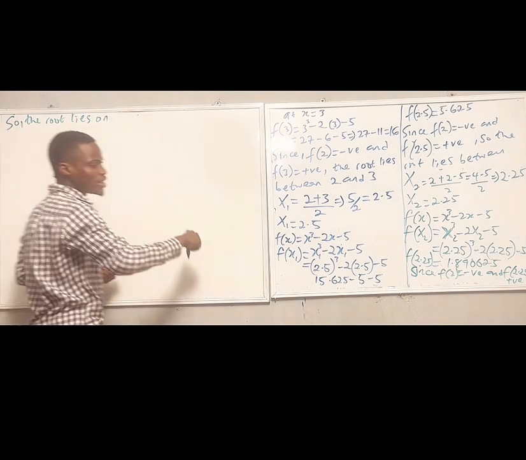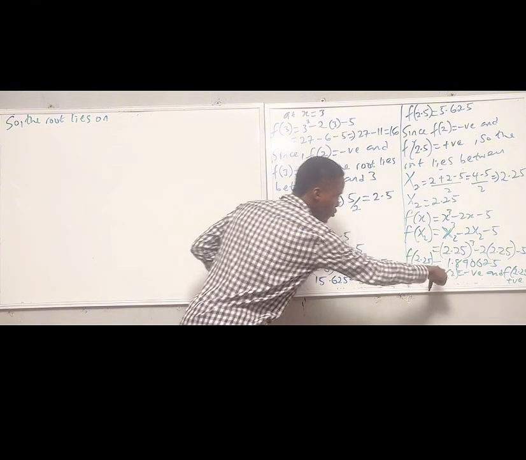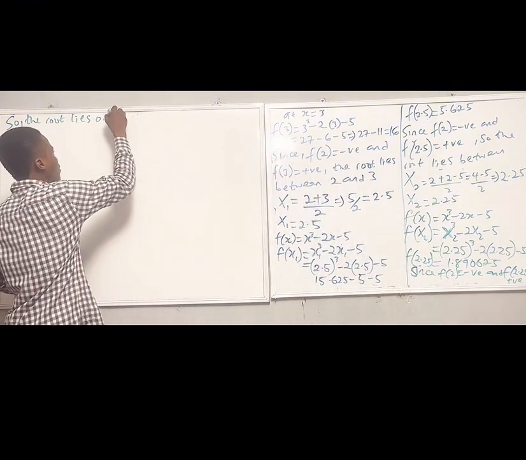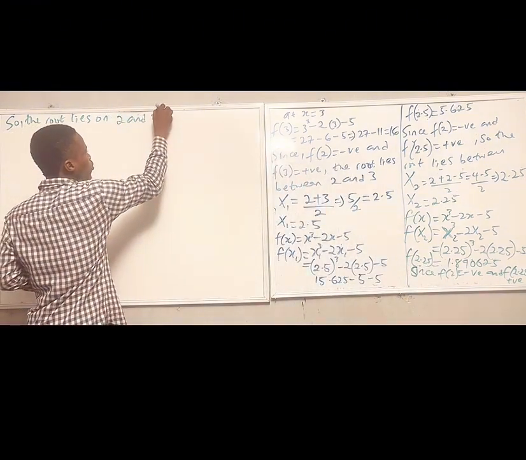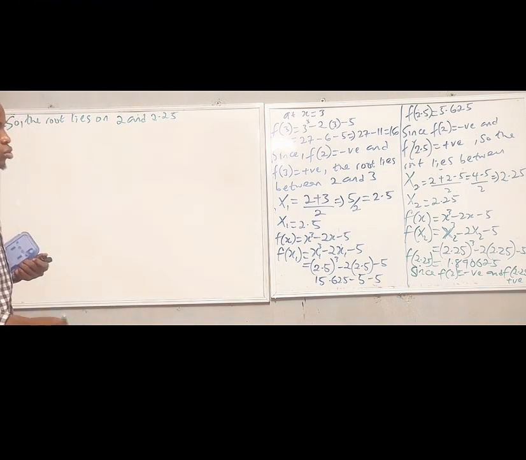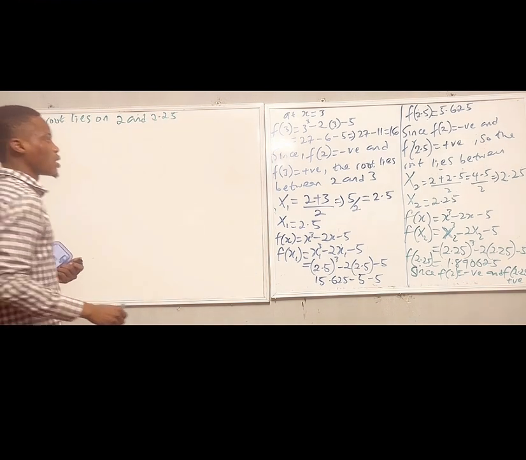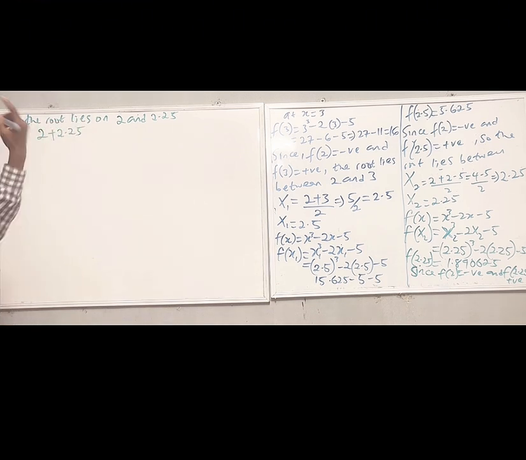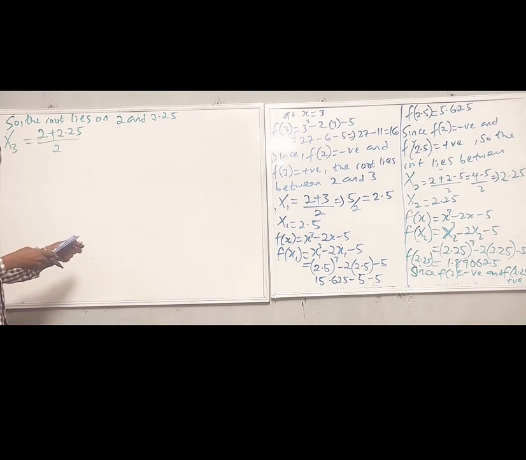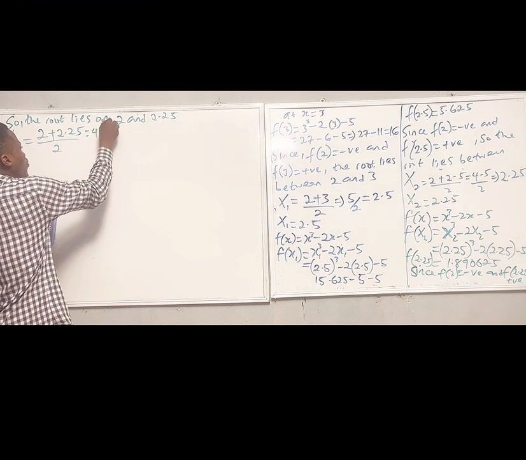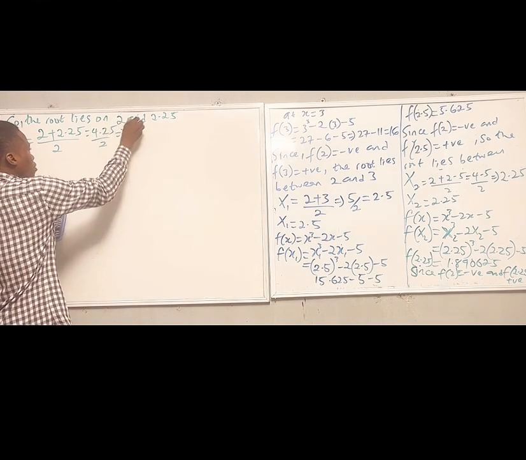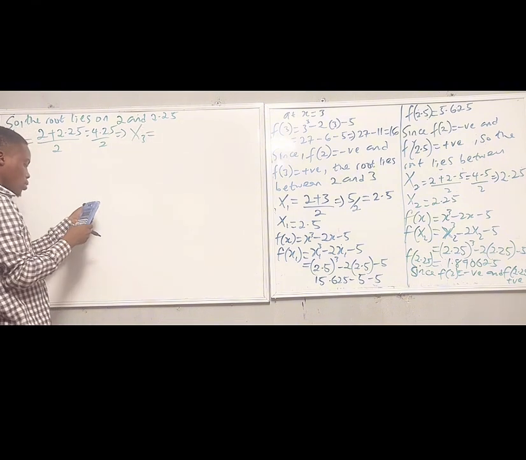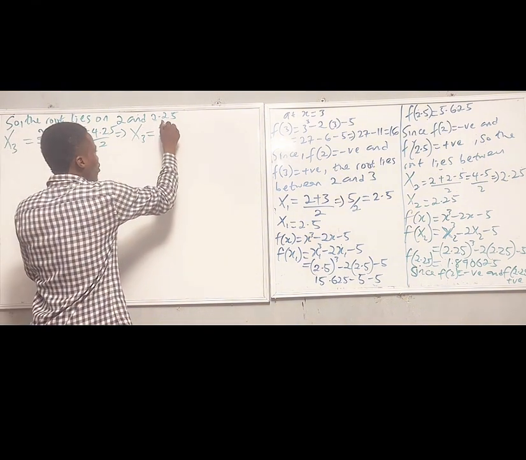So the root lies where? f of 2 gives me negative, so it is between 2 and 2.25. I'm going to do 2 plus 2.25 to get my S3, divided by 2. So 2 plus 2.25 is 4.25, all over 2. So S3 is equal to 2.125.